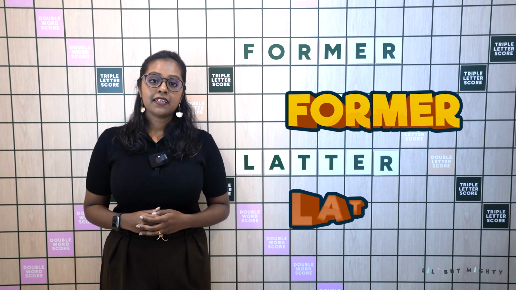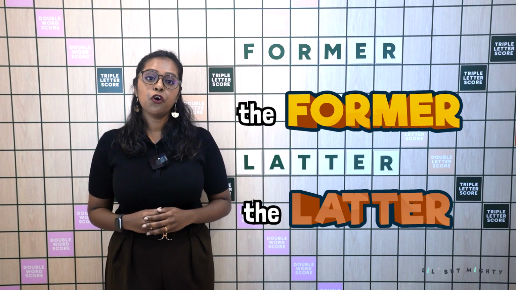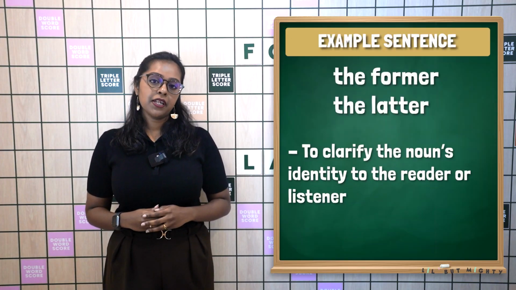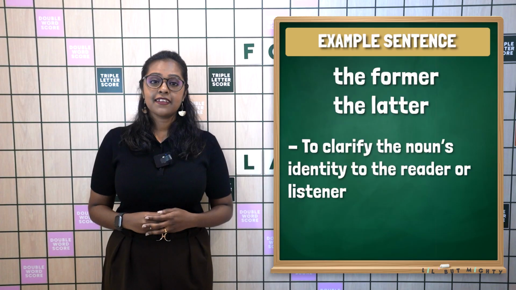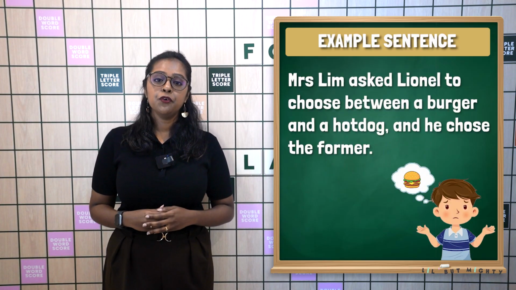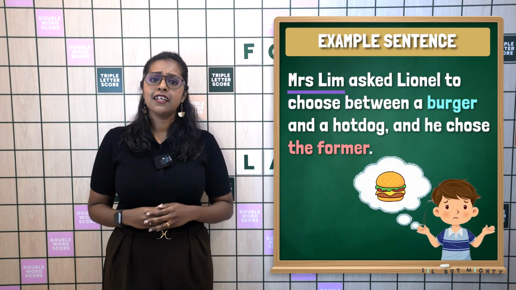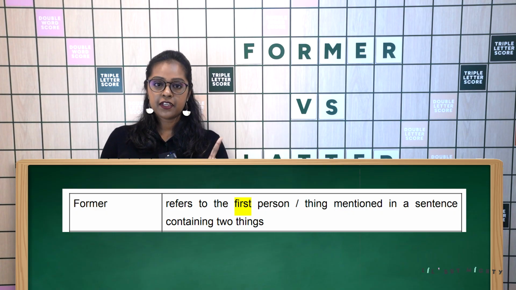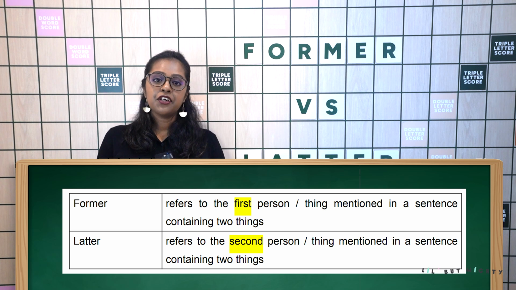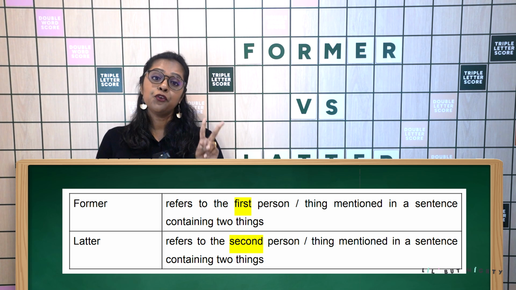Since former and latter are noun phrases, remember to use the article the before using either term so as to clarify the noun's identity to the reader or listener. For instance, in the above example, when we use the former, we are referring to the burger that Mrs. Lim offered to Lionel and not any other burger. Former refers to the first person or thing mentioned in a sentence containing two things. Latter refers to the second person or thing mentioned in a sentence containing two things.